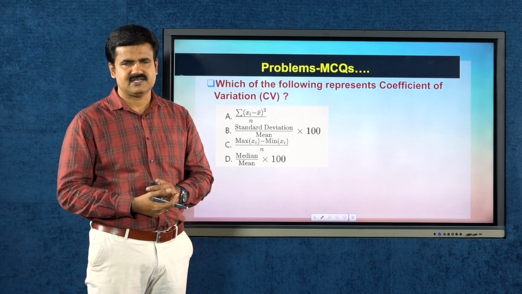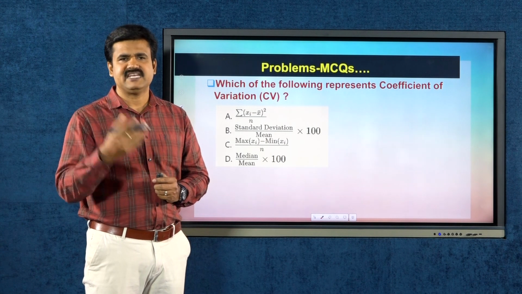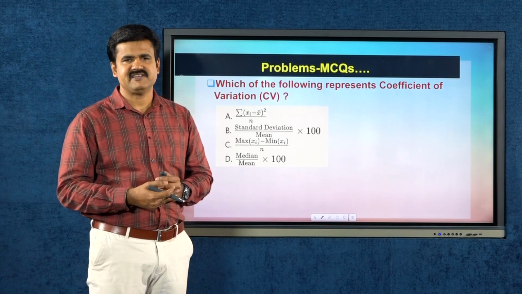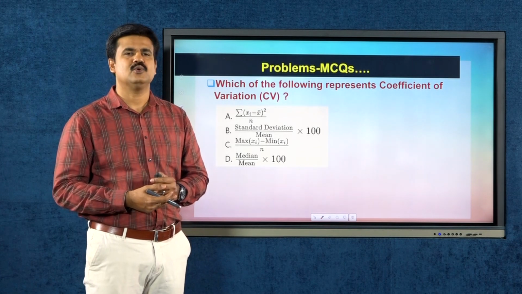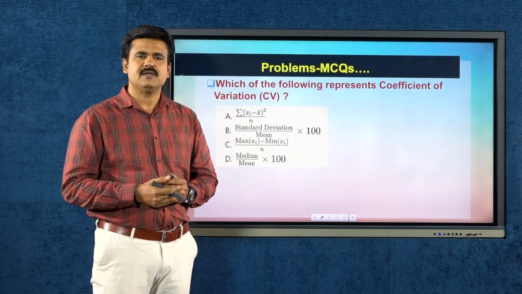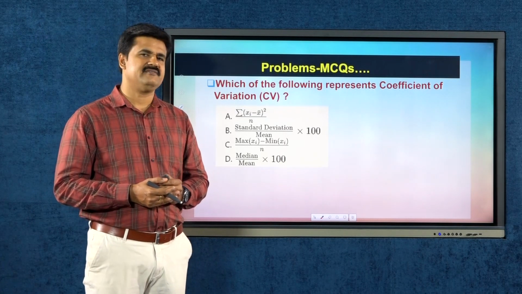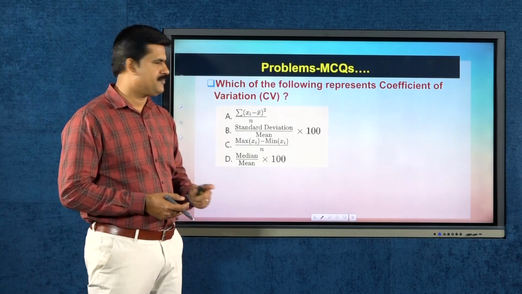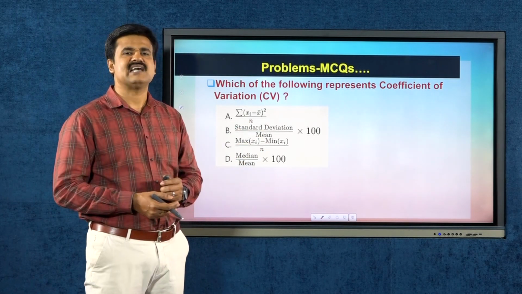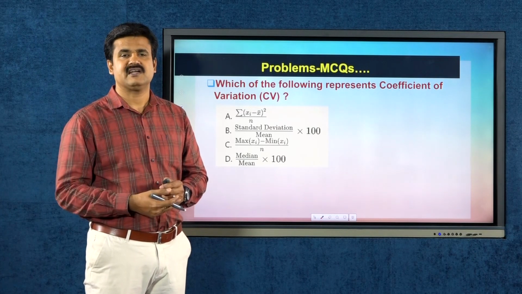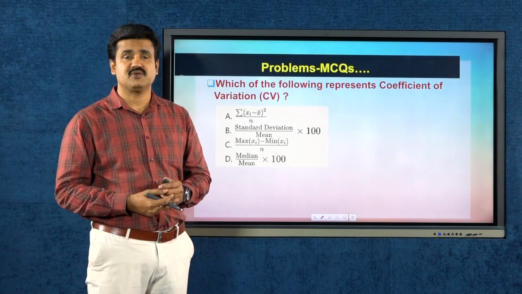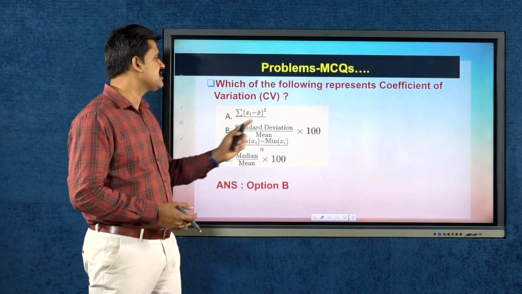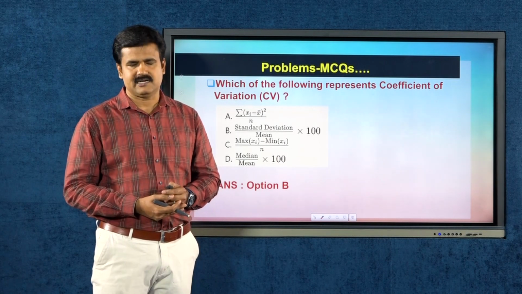Coefficient of variation is nothing but the relative standard deviation percentage. So, standard deviation divided by mean indicates the relative standard deviation. It should be multiplied by 100. So, look at option B. Standard deviation divided by mean is RSD. RSD multiplied by 100, the RSD percentage, is the coefficient of variation. So, your answer is option B: standard deviation divided by mean multiplied by 100.